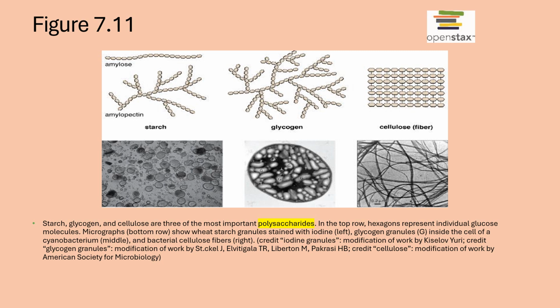Cellulose, as you can see, is this large compound, multi-layered, that's connected together. Cellulose is the main component in the cell wall of plants and is the most abundant organic compound on Earth.